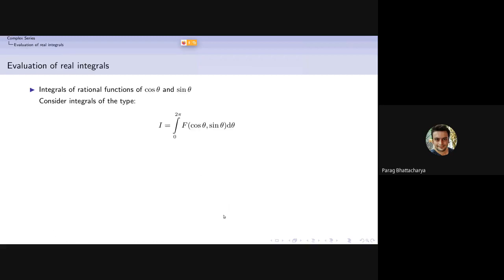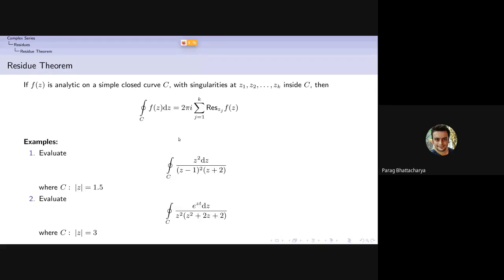All right, then we have the last topic, which is evaluation of real integrals. We'll do that in tomorrow's class. Two different kinds of integrals we will see, and that will complete this particular module on complex analysis.